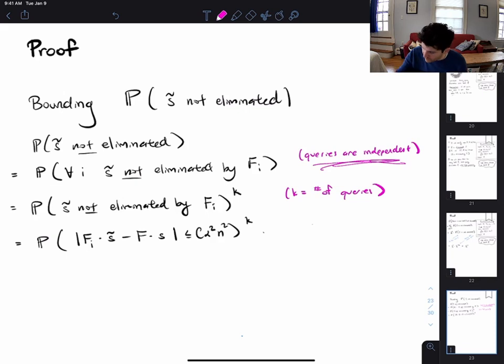Now, what is the event that S tilde is not eliminated by fi? Well, it's the event that for that particular query, the difference between the answer to the query on S tilde and on S is at most, let's say, 4 alpha n. So the only way that S tilde cannot be eliminated is if fi gives close answers on S tilde and S.